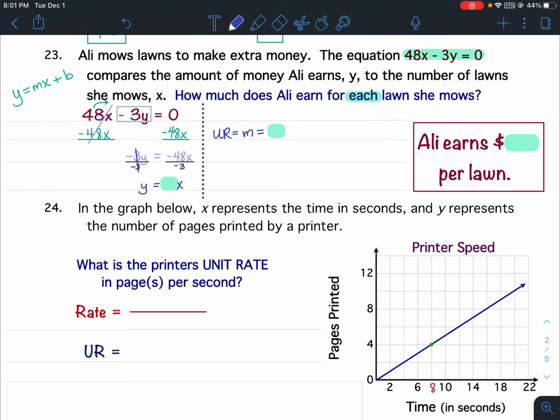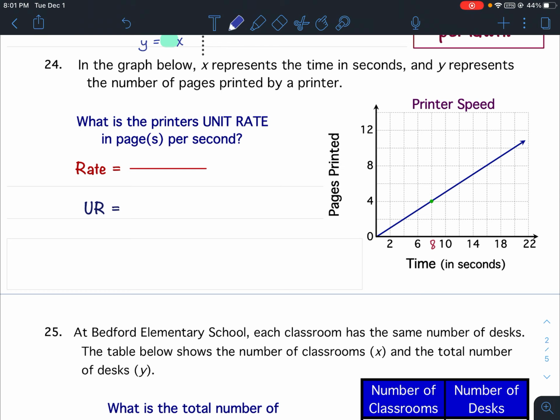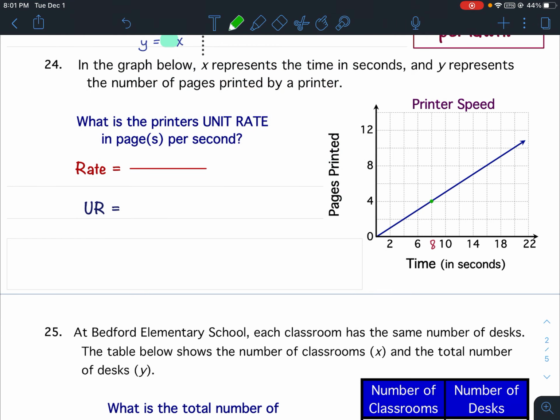All right, 24. In the graph below, x represents the time in seconds and y represents the number of pages printed by a printer. Okay, it says, what is the printer's unit rate in pages per second? We want to know pages per second. Remember, whatever they say first goes on top. Whatever they say second goes on the bottom. So pages will be on top. Seconds will be on the bottom. It's going to be pages over seconds.